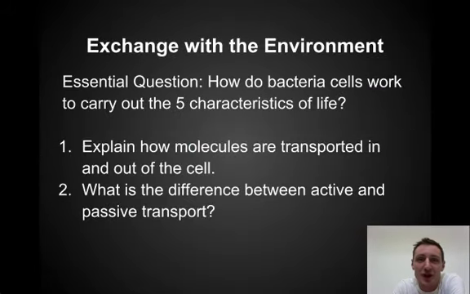So to recap, our essential question was, how do bacterial cells work to carry out the 5 characteristics of life? Specifically, we wanted to look at how molecules are transported in and out of the cell. And we talked about 2 different types of transport, passive transport and active transport. And for passive transport, we talked about diffusion, osmosis, and facilitated diffusion. And for active transport, we talked about molecules getting in and out of the cell using special membrane proteins that require energy. And these molecules are going from a low concentration to a high concentration.